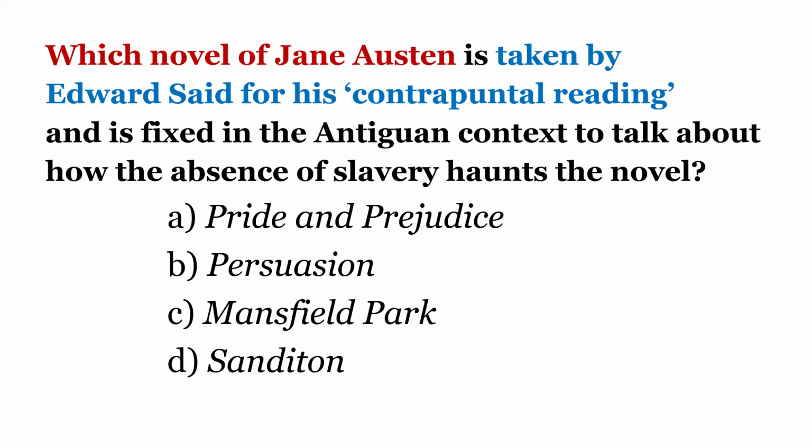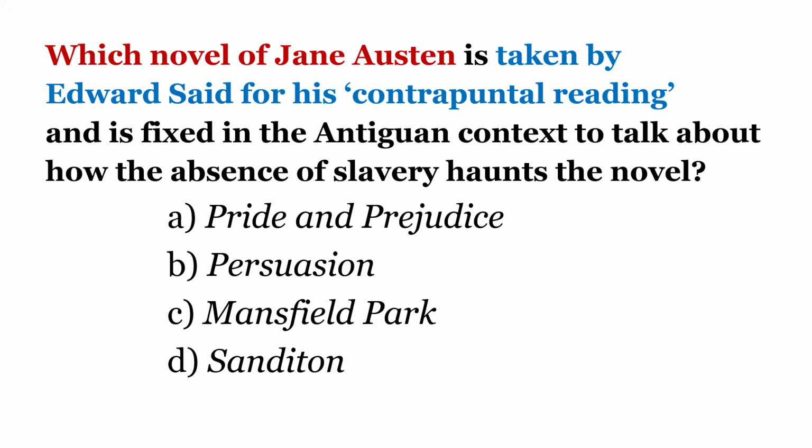Next question. Which novel of Jane Austen is taken by Edward Said for his contrapuntal reading and is fixed in the Antiguan context to talk about how the absence of slavery haunts the novel? So understand the question. We have Edward Said, one who is known for his famous book, Orientalism. A question for you. Orientalism was published in which year? Let me know in the comments.